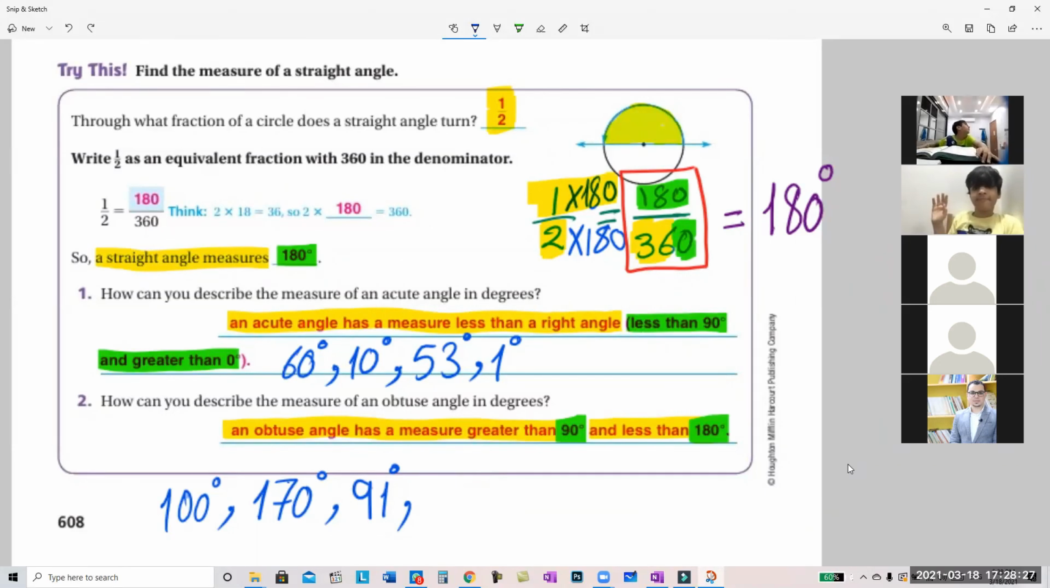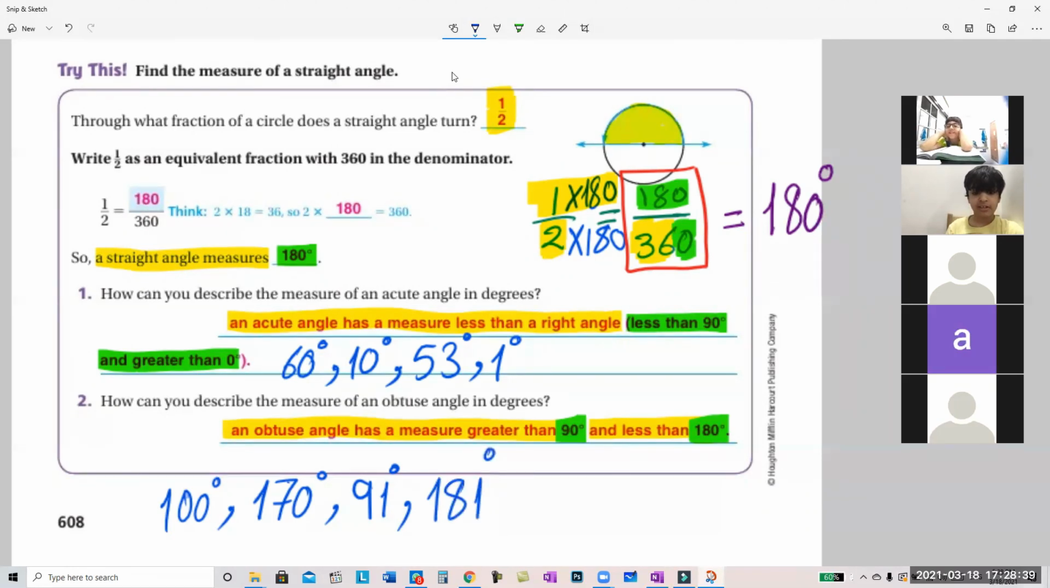Okay, the next one, Muhammad Hussein al-Dijani. Okay, what about this? 181 degrees. No. Okay, what about this? 180 degrees. Are you sure? Are you sure?